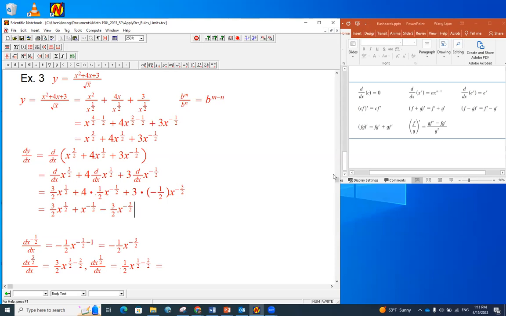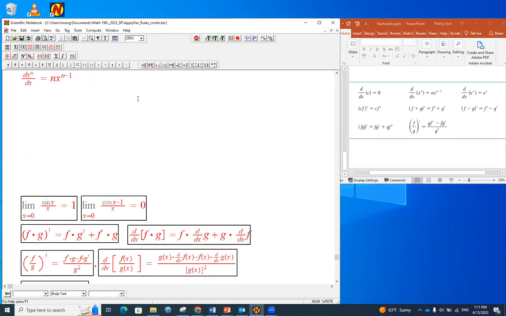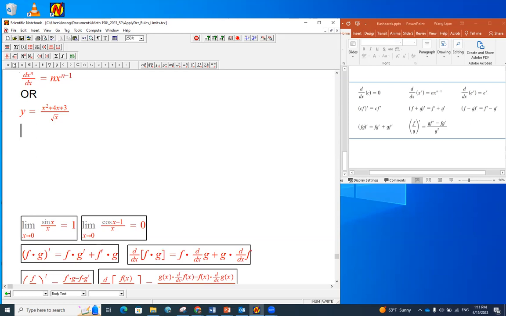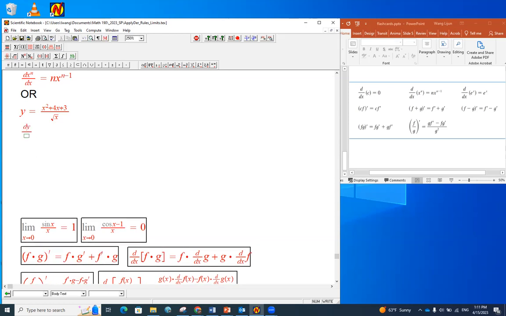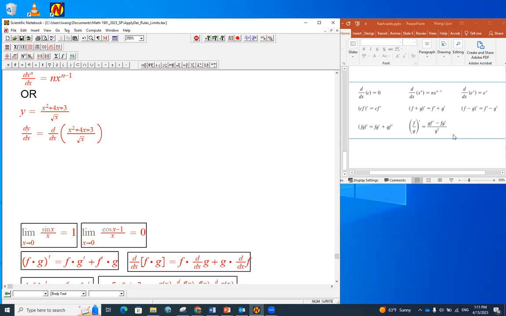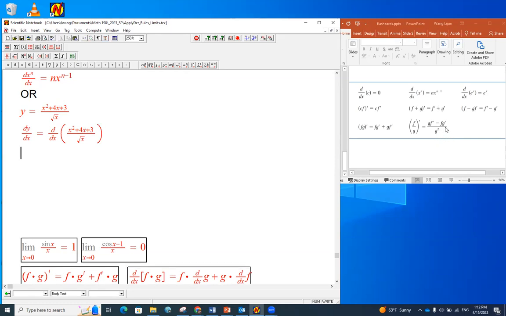Okay, so now what if we apply the quotient rule? If we apply the quotient rule, you will get dy/dx, differentiating with respect to x. Now we have a numerator on the top and a denominator in the bottom, so we can follow the quotient rule formula.